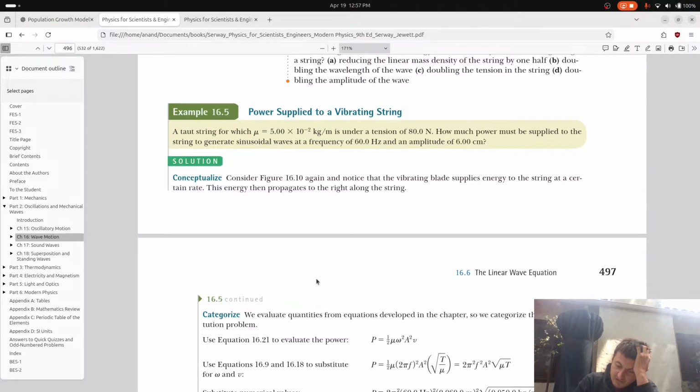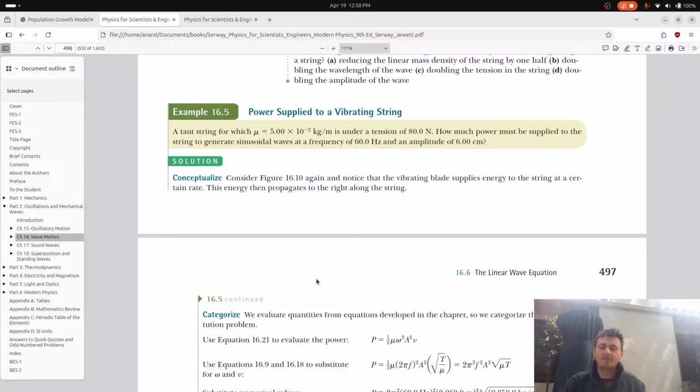Yeah, so the power is equal to 80 newtons. No, that's the tension. Yeah, I was like, what? Okay, so the tension is 80 newtons. The linear mass density is 5e minus 2 kilograms per meter. And the frequency is 60 hertz. The amplitude is equal to 0.06 meters.